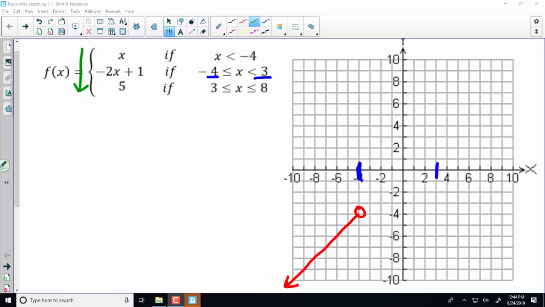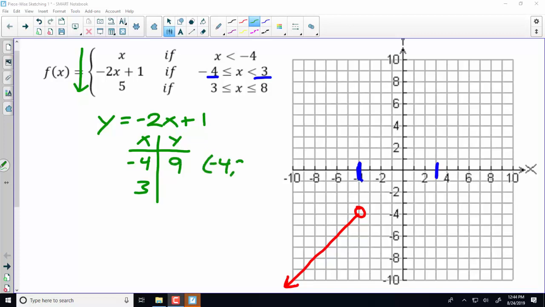I'm going to look at the equation, y equals -2x plus 1. I'm going to plug in a -4, and I'm going to plug in a 3. Now, when you plug in -4, you get -2 times -4, which is 8, plus 1, which is 9. So (-4, 9). And because there's an equal to on that part of the inequality, this is going to be a solid point on our graph. We plug the 3 in. -2 times 3 is -6, plus 1 is -5. So we get (3, -5).